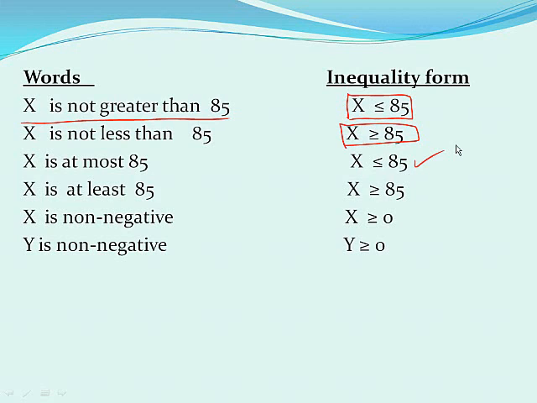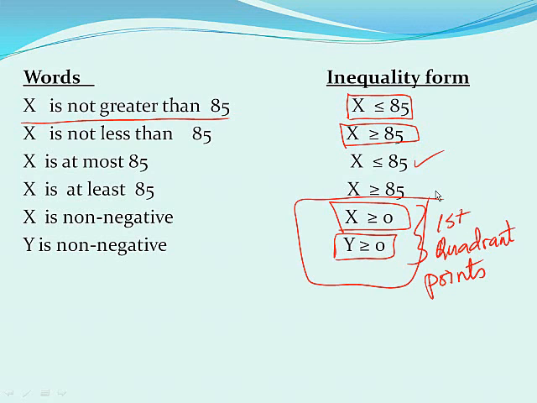And x is non-negative means x greater than or equal to 0. Y is non-negative means y greater than or equal to 0. So these two conditions together mean that the points will be in the first quadrant.